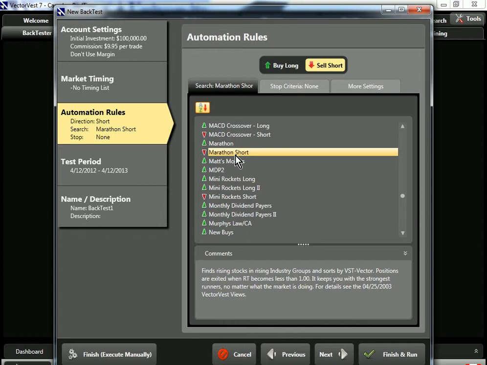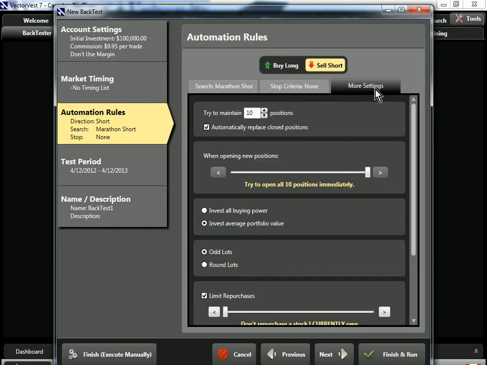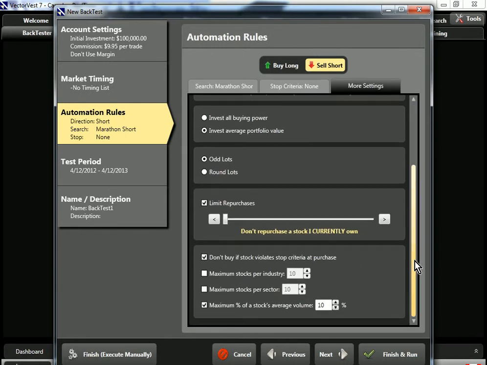Now for the initial run, I usually do what I refer to as a baseline run. And we're not going to use any money management other than get it in there with commissions and just the normal stuff. However, even though I'm not setting stop criteria, I am going to go to the More Settings tab and apply some common sense at the very bottom. I am going to limit repurchases to 31 days. This avoids, of course, the wash sale rule, which applies to short positions as well as longs.